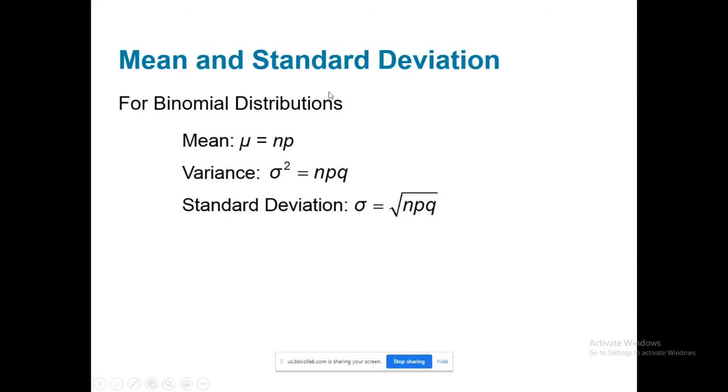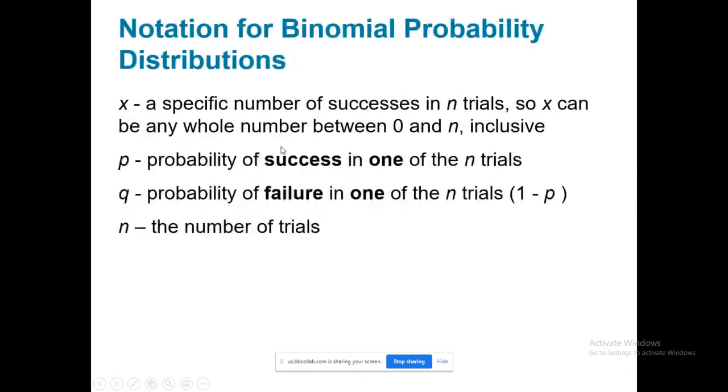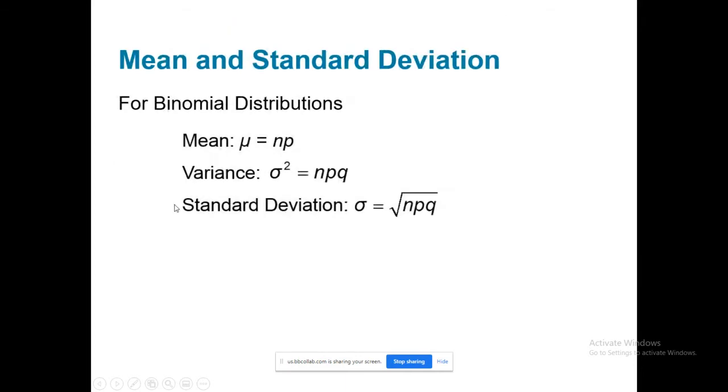Now we'll look at the mean and the standard deviation for a binomial distribution. And there are these formulas. The mean, which is mu, is n times p. So if I go back a slide, remember that n is the number of trials and p is the probability of success. You'll be given n and p in your problem. If you multiply those things, you have the mean.